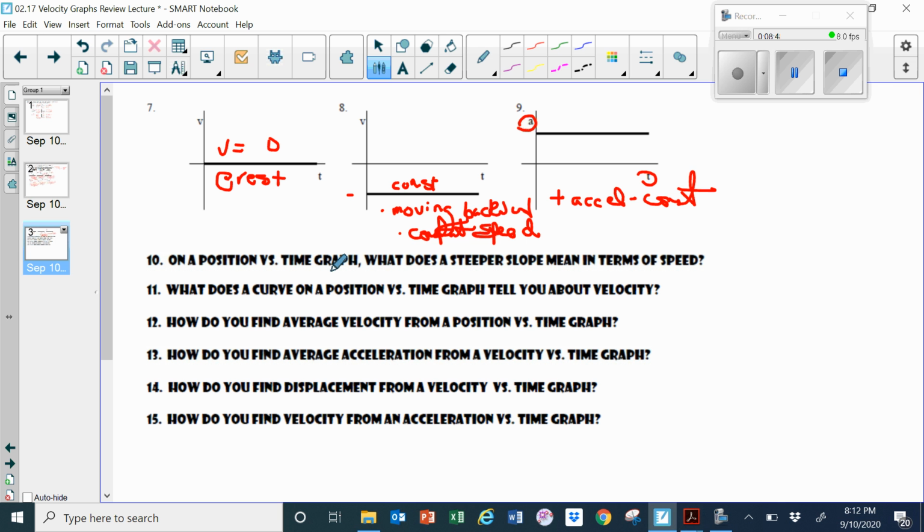Okay, next one. On a position versus time graph, what does the steeper slope mean in terms of speed? Well, a steeper slope means greater velocity or greater speed. So what does a curve on a position versus time graph tell you? Well, if it's curved, that means the slope is changing, and if the slope is changing, that means the velocity is changing.